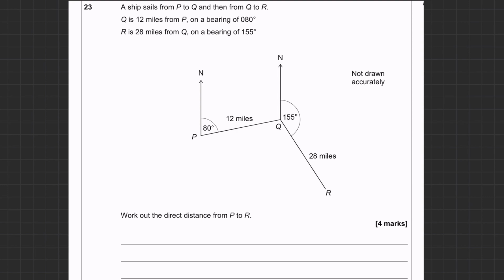We're almost there. Question 23. A ship sails from P to Q and then from Q to R. Q is 12 miles from P and on a bearing of 80 degrees. R is 28 miles from Q on a bearing of 155 degrees. Work out the direct distance from P to R. So we are working out this distance here in red.